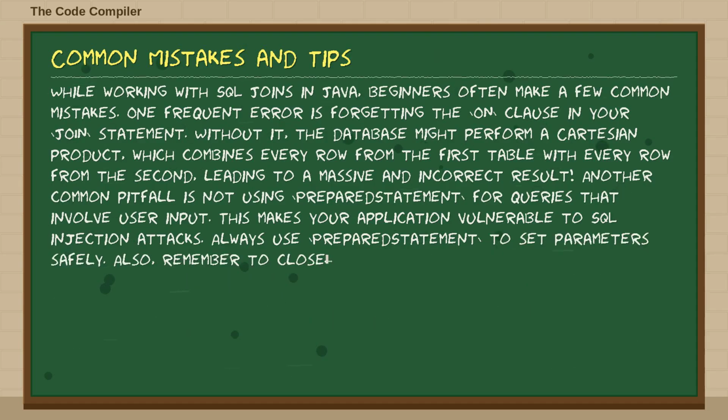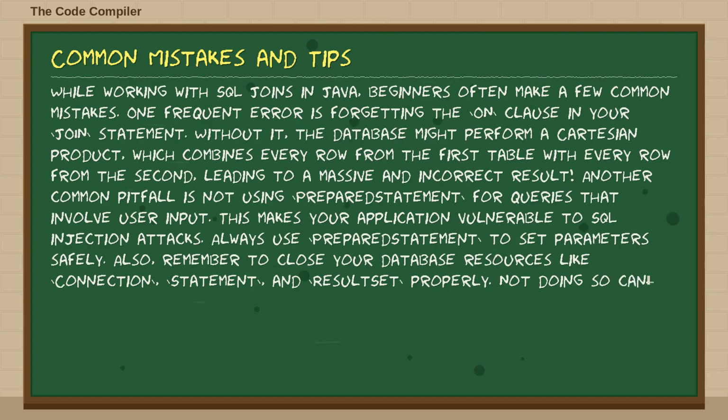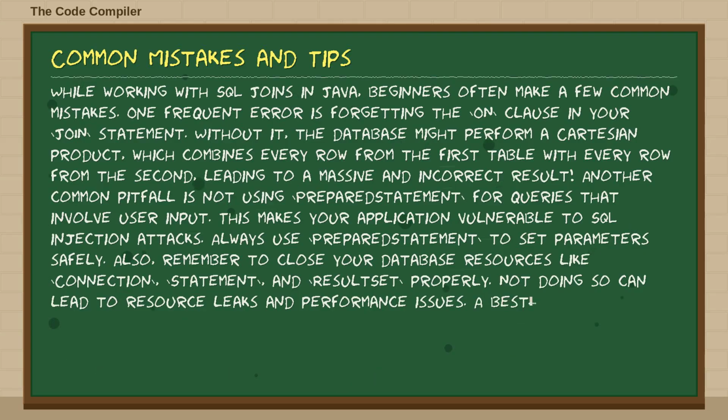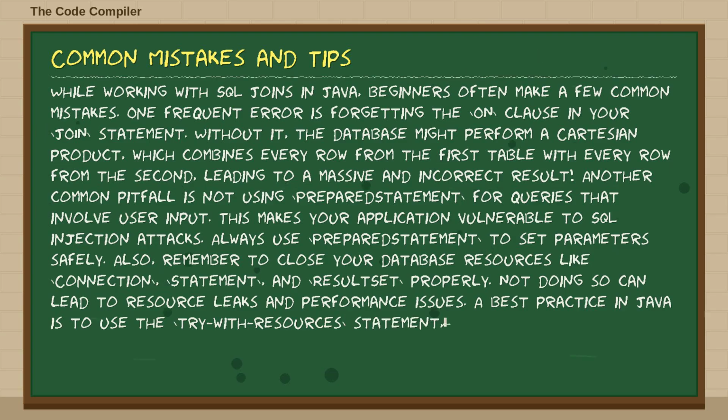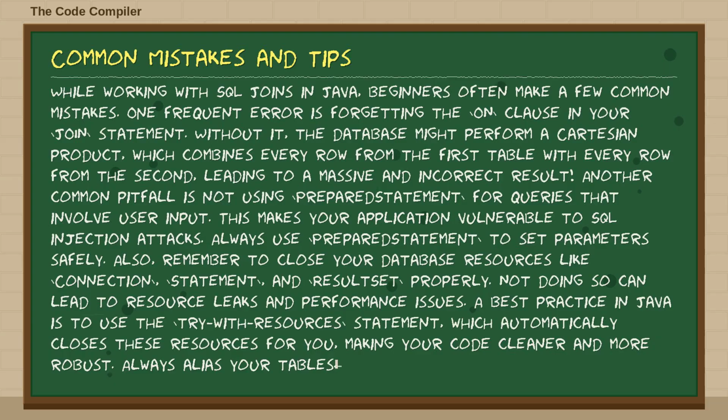Also, remember to close your database resources like connection, statement, and result set properly. Not doing so can lead to resource leaks and performance issues. A best practice in Java is to use the try-with-resources statement, which automatically closes these resources for you, making your code cleaner and more robust. Always alias your tables in complex queries for better readability and maintainability.